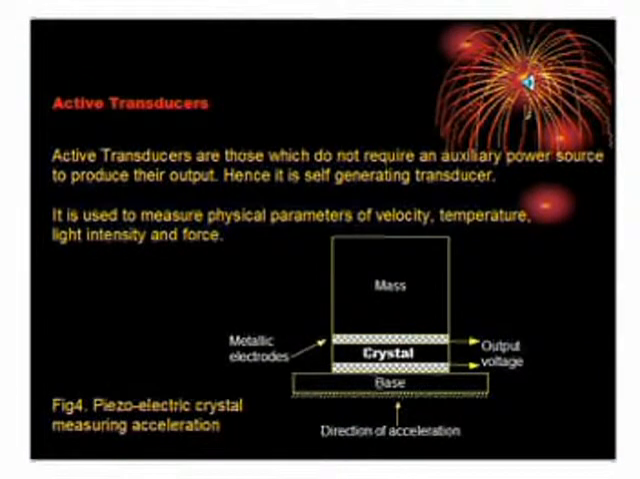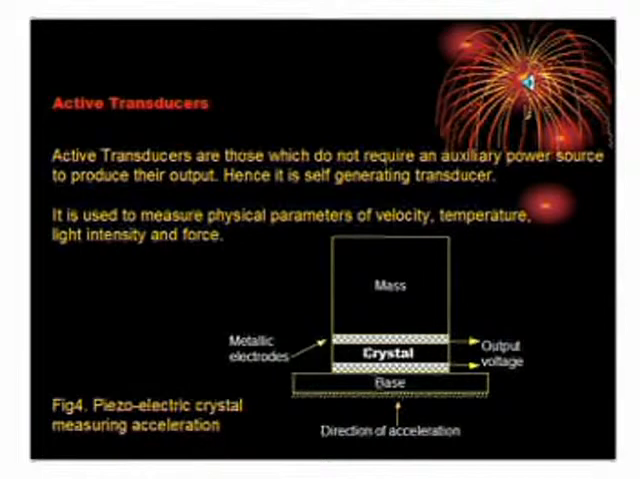Then we go for active transducer. Active transducers are those which do not require an auxiliary power source to produce their output. Hence it is called self-generating transducer. Active transducers are used to measure force, velocity, acceleration, light intensity, and displacement. I explain active transducer with the help of one example.